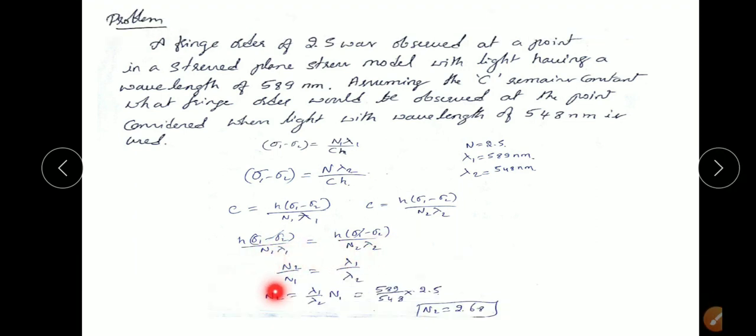We eliminate the similar terms, and we will get n2 by n1 is equal to lambda 1 by lambda 2. This is the equation we are going to get, and we know lambda 1, lambda 2 and n1, so we have to determine n2. So n2 is equal to lambda 1 by lambda 2 into n1. We will substitute it and we are going to get the fringe order for the second wavelength. Okay, n2 is equal to 2.68. So like that you have to solve this problem. It's a very simple problem.